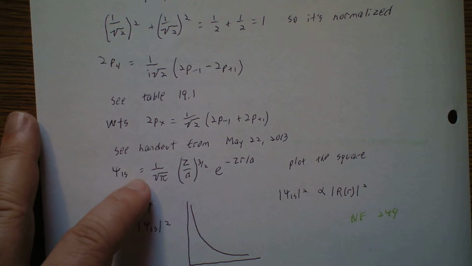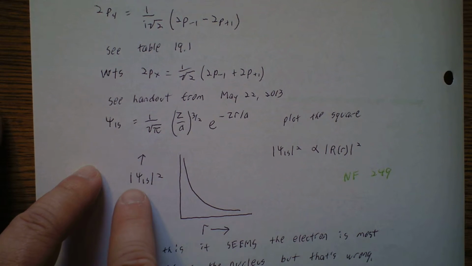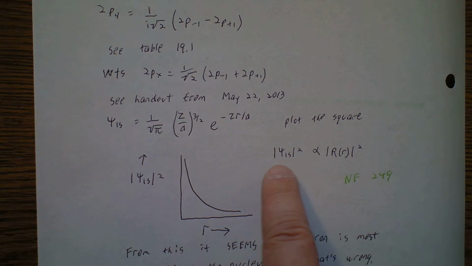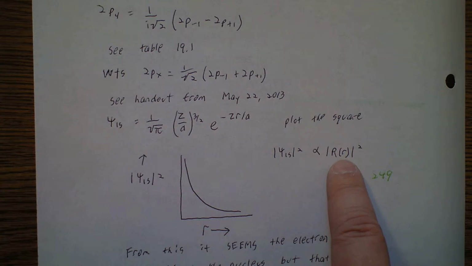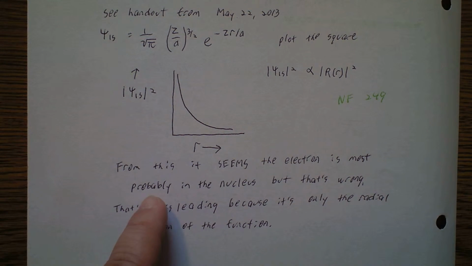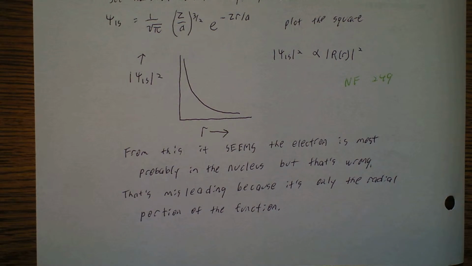So we have psi of 1s is equal to 1 over the square root of pi times Z over a to the 3 halves times e to the minus Zr over a. We're going to plot the square of that. So here we have psi 1s squared versus r. As you see, it's curving down. So psi 1s squared decreases with radius. So from this, again, it seems like the electron's most probable place is going to be in the nucleus. But again, that's wrong. And it's misleading because this is only the radial portion of the function.